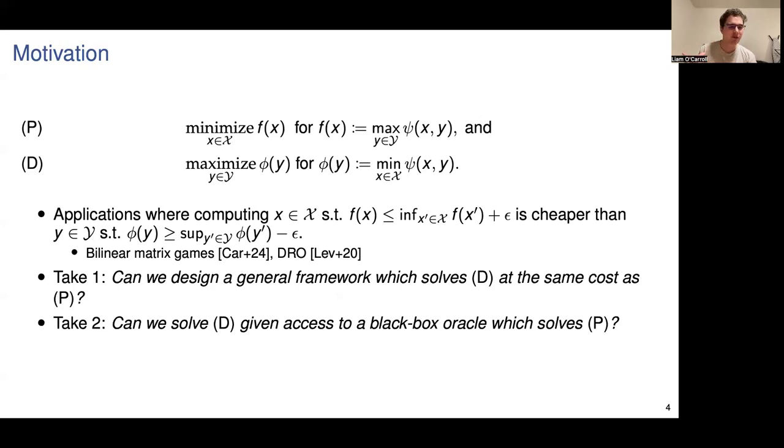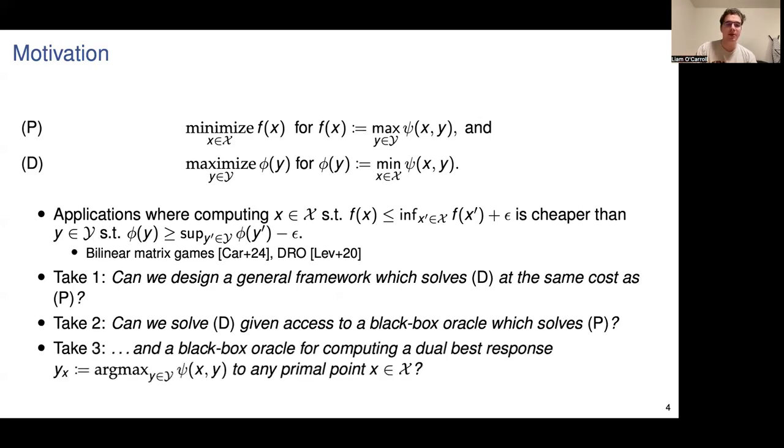But this isn't quite enough, because intuitively we need to have some access to the space of y variables. So we ask the same question, but additionally given access to a black box oracle for computing a dual best response. Given any primal point x, the dual best response is the maximizer over y of psi(x, y).